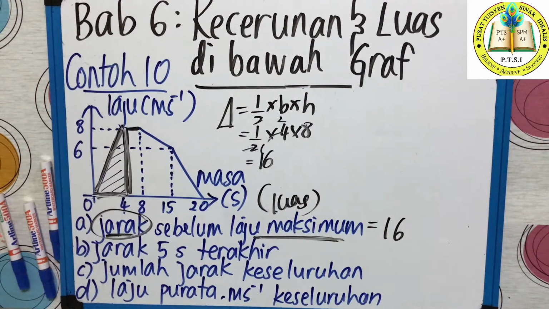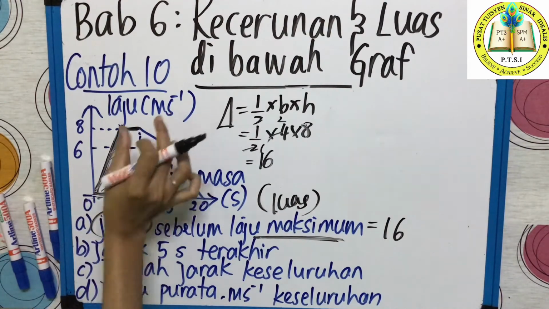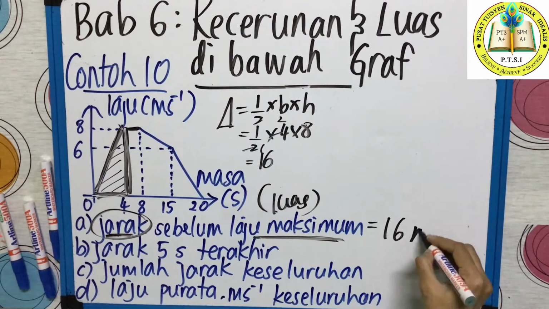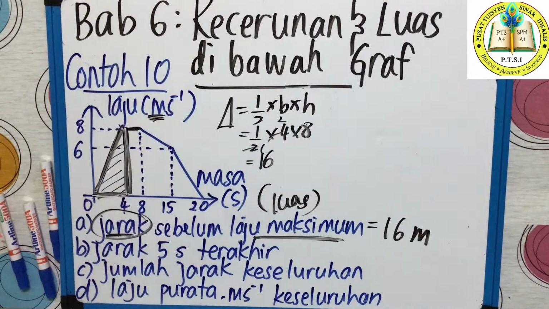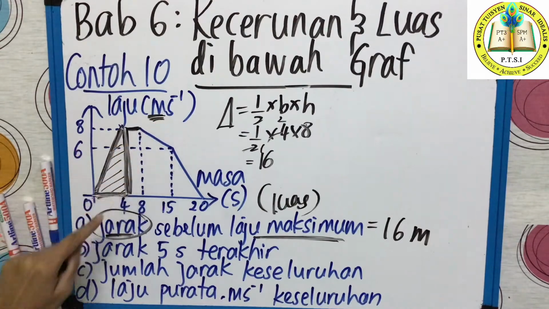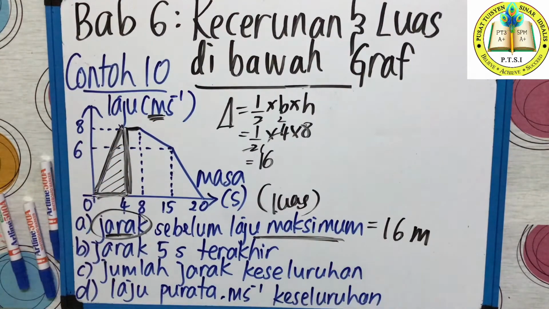Tapi apa unitnya? This one is meter per saat, this one is saat. So, apa unit untuk jarak? Meter, because you can see the meter here. Bukan kilometer. If you put kilometer, 0. Faham kelas? Because here I've got meter, right? So, jarak must be 16 meter. Clear? Next question. Again, jarak.